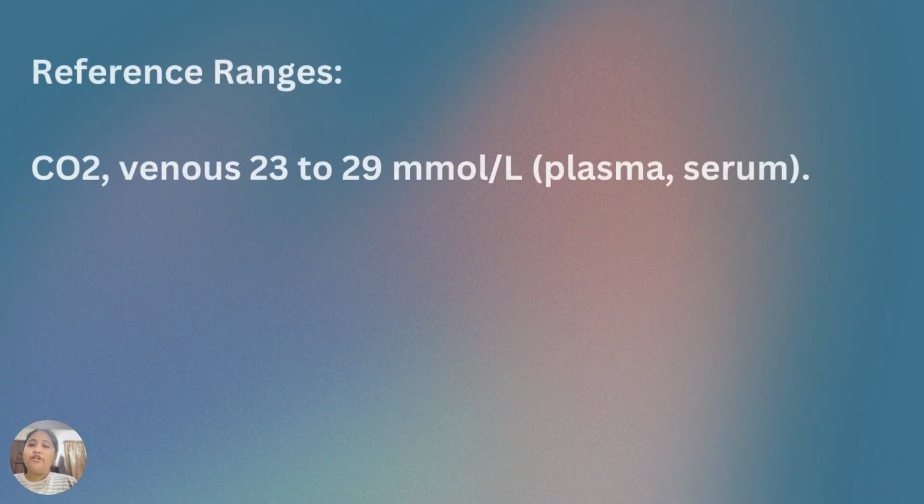So the reference range for venous carbon dioxide is 23 to 29 millimoles per liter in plasma or serum.